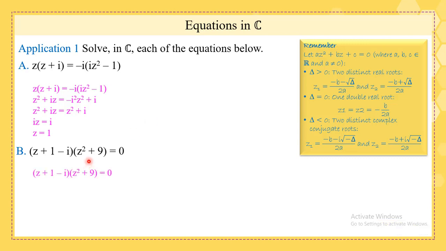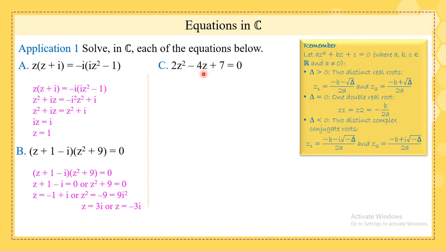Well, this is a zero product equation, so each factor should be equal to 0. The first factor leads to z equals minus 1 plus i, and the second factor leads to z squared is negative 9, which is 9i squared. So z would be 3i or minus 3i. So we're going to have three roots, which are minus 1 plus i, 3i, and minus 3i. Well, try to solve this equation. Try to solve it alone.